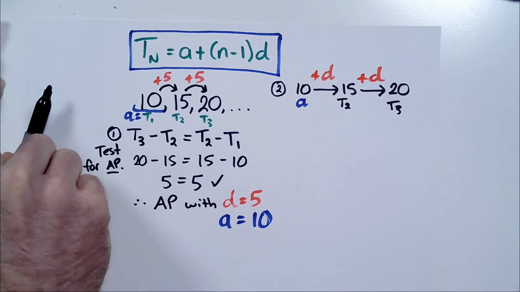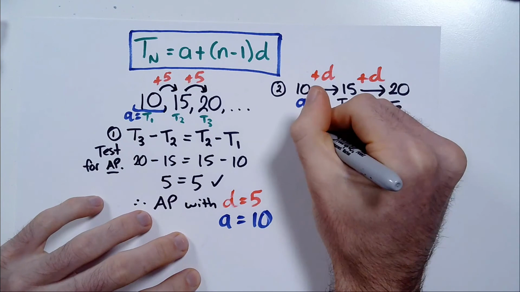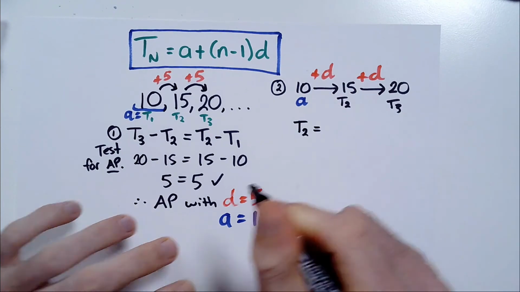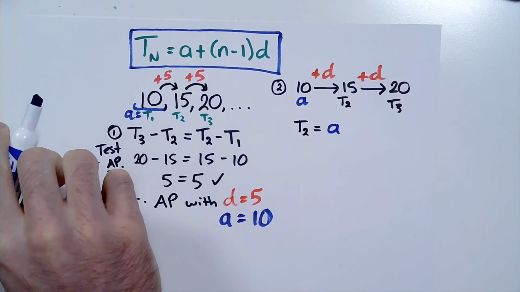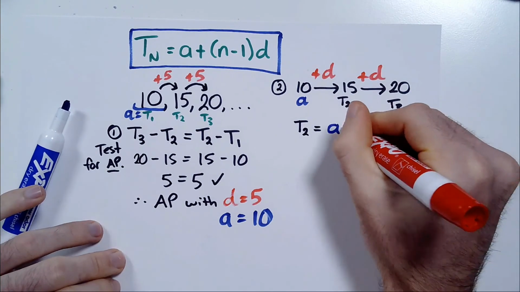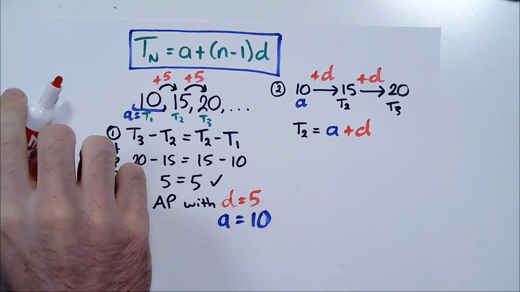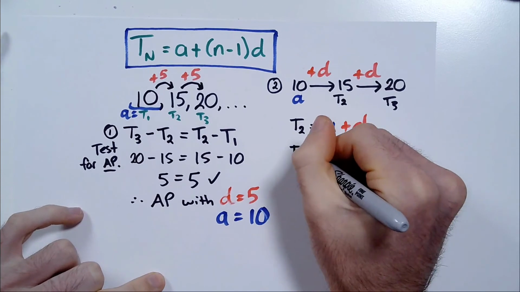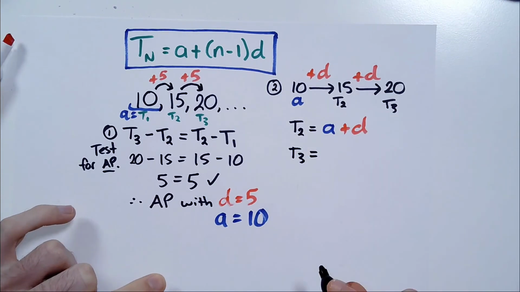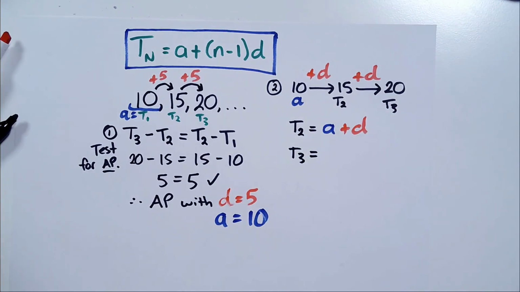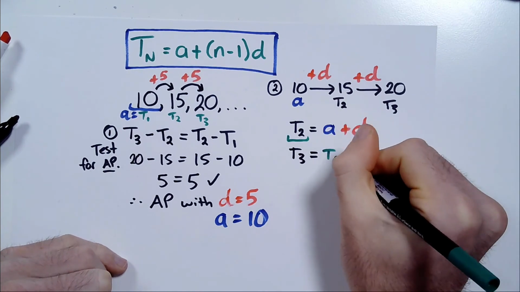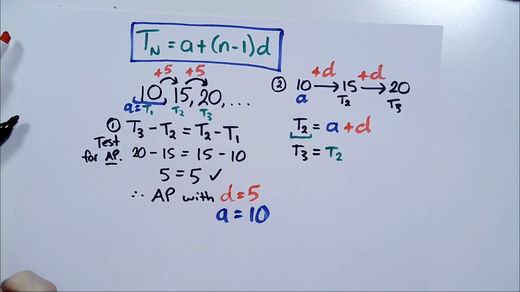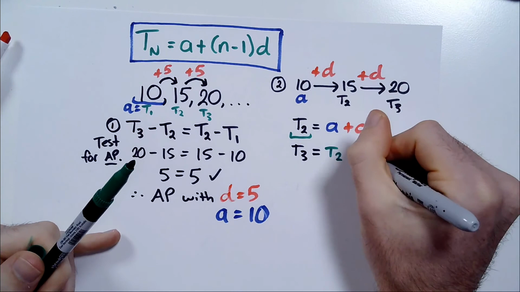If I list out what we've just done here, basically to get to T2, we had our first term and we plussed the difference. Then, to get to our third term, we got the second term, and then what we did is we plussed the difference again to that.